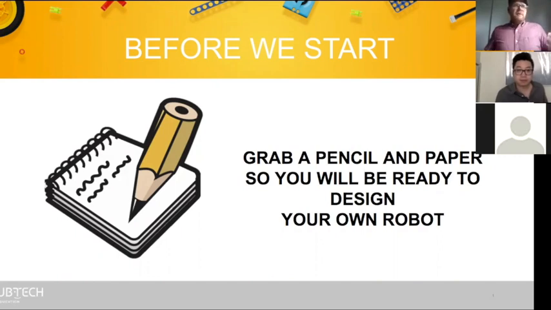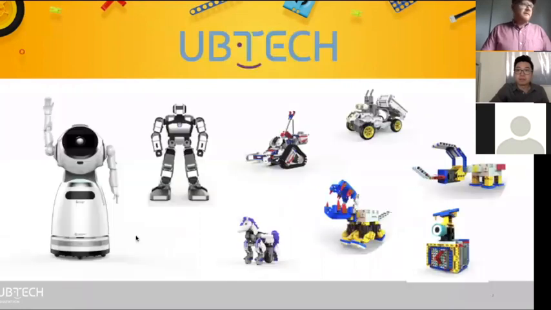Before we get started, I just want to remind everyone, if you have access to a piece of paper and a pencil, that'd be great because we're going to do a little bit of robot designing and prototyping during this meeting. If you have a second, go for it. Otherwise, you can always design afterwards, but it might help to do that. So we're going to go ahead and get started.